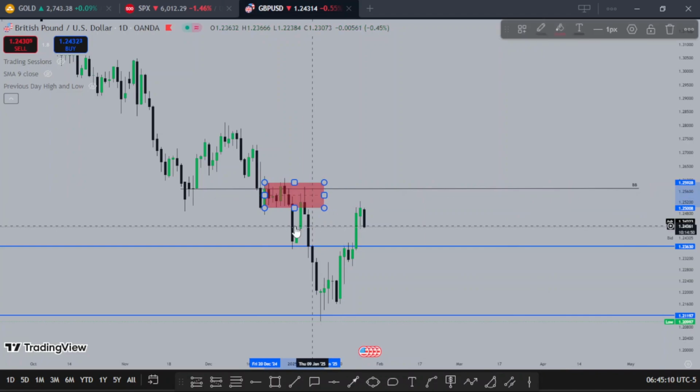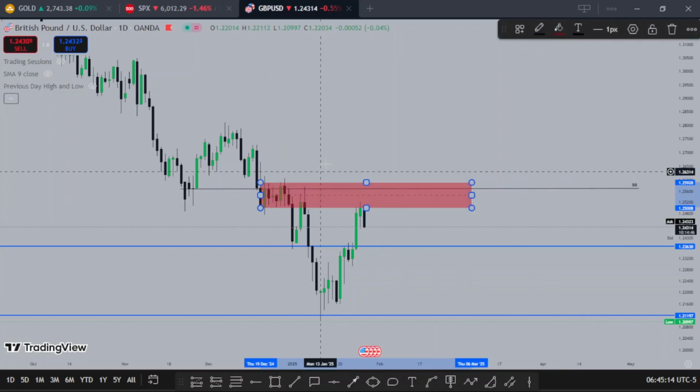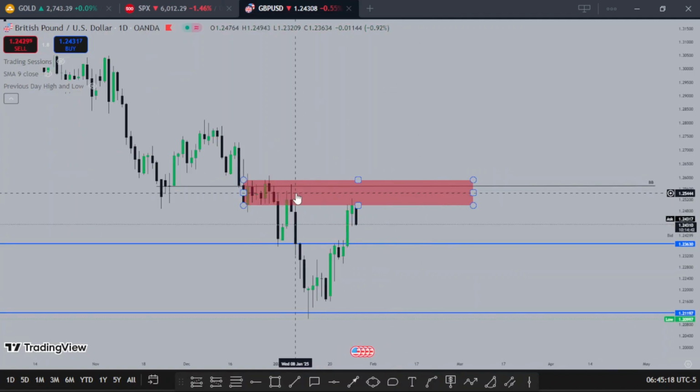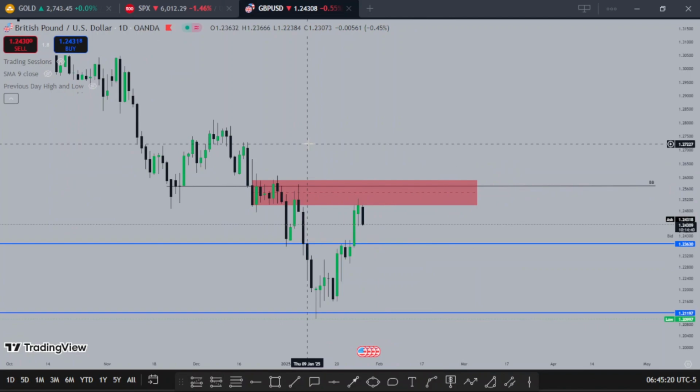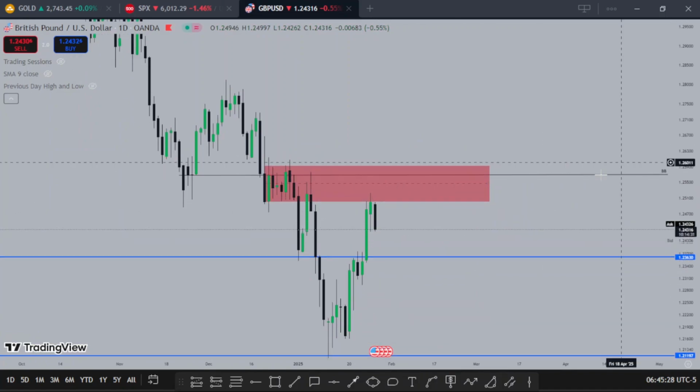So there was some sort of consolidation before price did break down. So this majorly becomes our breaker block. And what do I call this? I don't have a major key name to call this. Let me just call this supply zone. Okay, so price is reacting off a supply zone as of right now in the daily time frame.